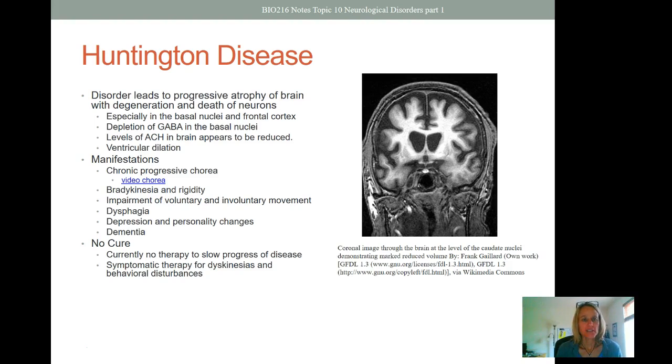Huntington's disease leads to progressive atrophy of the brain and degeneration and death of neurons. It especially affects the basal nuclei and the frontal cortex. We have depletion of the neurotransmitter GABA in the basal nuclei, and we see low levels of acetylcholine in the brain as well. This also results in ventricular dilation due to that atrophy of the brain tissue.